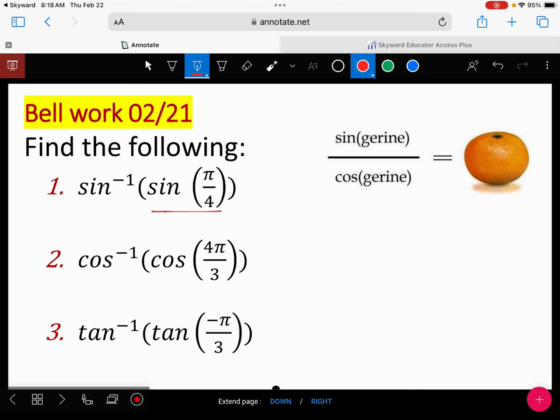The nice thing about all three of these is that these inside questions were all chapter 6 questions. Sine of pi over 4. I know there's no unit circle on this slide, but all we have to do is find the angle pi over 4. Sine's our y-coordinate. We figure out the y-coordinate at pi over 4, and that's going to be root 2 over 2.